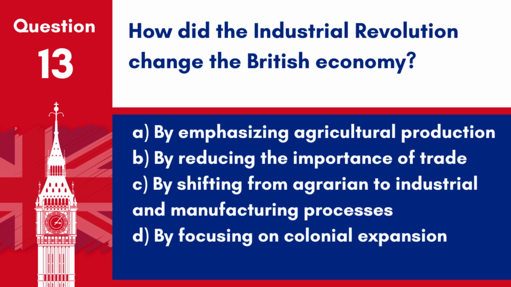Question 13. How did the Industrial Revolution change the British economy? A. By emphasizing agricultural production. B. By reducing the importance of trade. C. By shifting from agrarian to industrial and manufacturing processes. D. By focusing on colonial expansion.